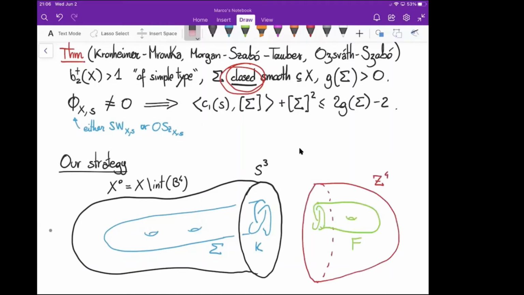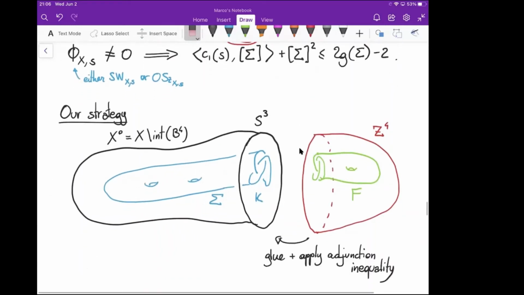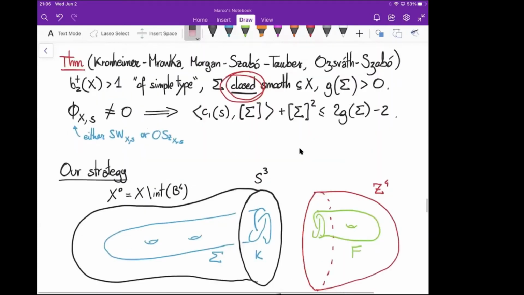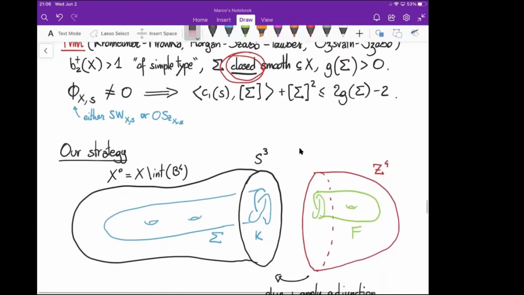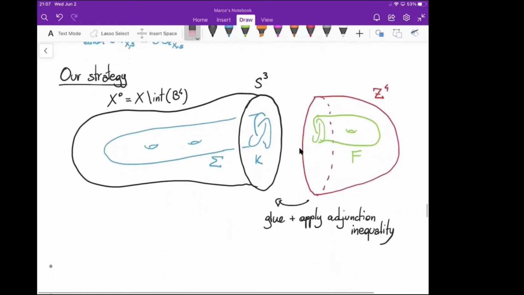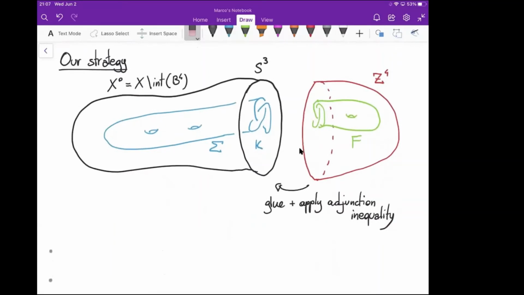Then we try to cap off the four-manifold with a four-dimensional piece that I call Z, and we also cap off the surface sigma with some surface F sitting inside Z. So now, after we glue them, what we get is a closed surface in a closed four-manifold, or maybe just a four-manifold in some cases. And so we can apply the previous adjunction inequality. So this is the first main strategy.